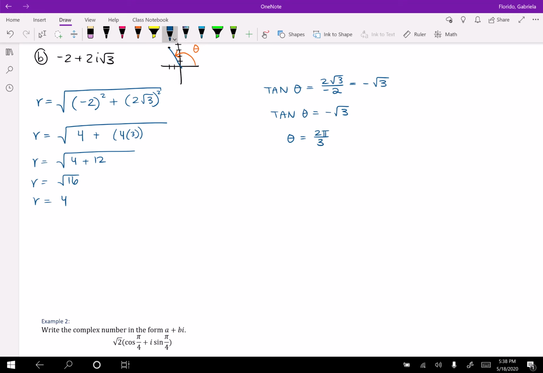And so we could rewrite this in trigonometric form as 4 parentheses cosine of 2 pi over 3 plus i sine of 2 pi over 3. And the way that you can check if you did this correctly is by actually evaluating it. So what is cosine of 2 pi over 3? What is sine of 2 pi over 3? And then distribute that 4 and you should get your previous step. So you can always check your work.